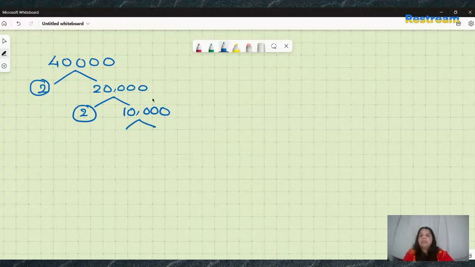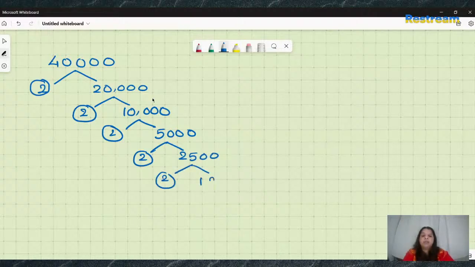Again, I'm going to divide by 2. So I have 5,000. Again, I'm going to divide by 2. I have 2500. Again with a 2, I have 1250. Then again with a 2, I have 625. Now 625 ends in a 5.